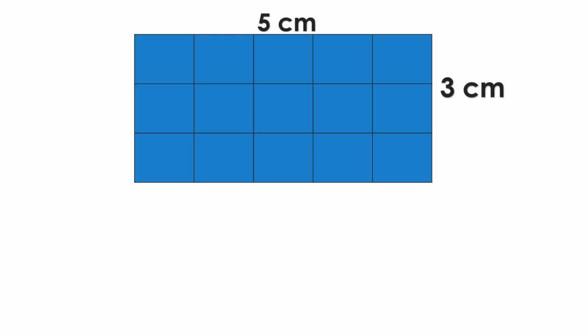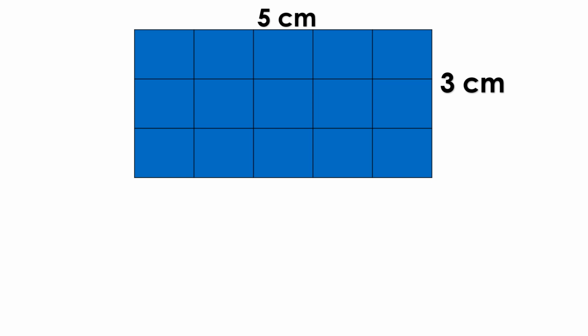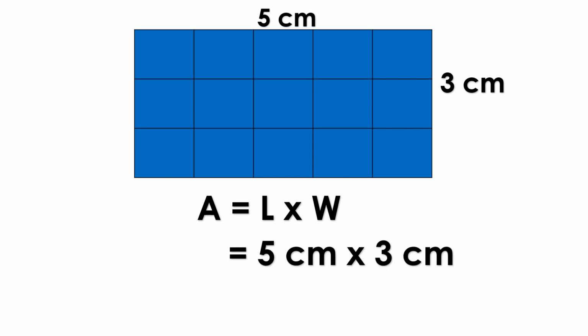Next, find the area of this rectangle. The length is 5 centimeters and the width is 3 centimeters. The formula in finding the area of a rectangle is A is equal to L times W. Substitute the values. We have L, which is 5 centimeters times 3 centimeters, is equal to 15 centimeters squared.